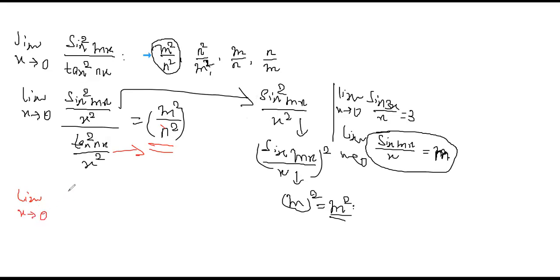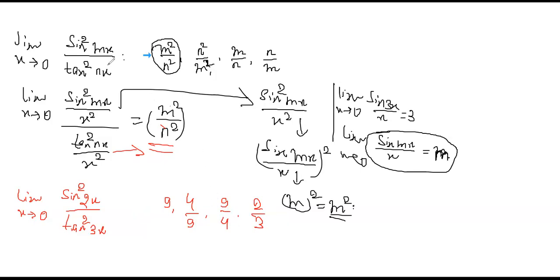Limit x tends to 0, sine square 2x divided by tan square 3x. Options are 4, 9, 4 by 9, 9 by 4, or 2 by 3. What will be the answer? 2 by 3.